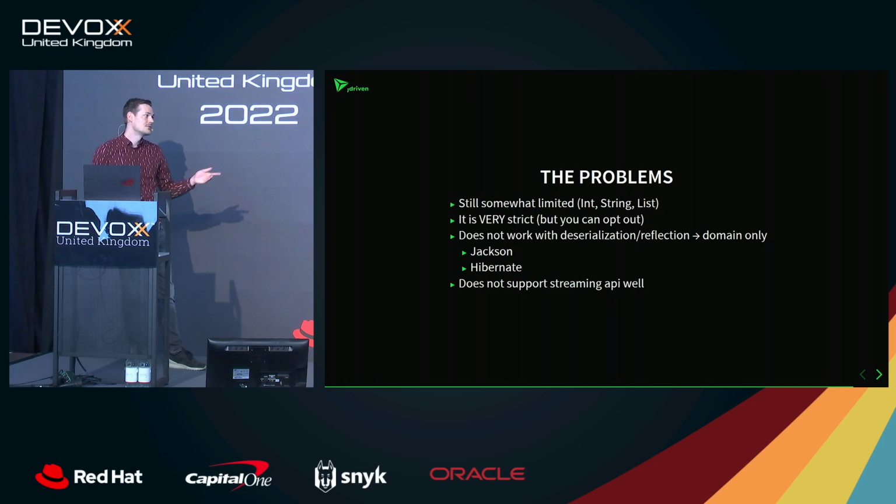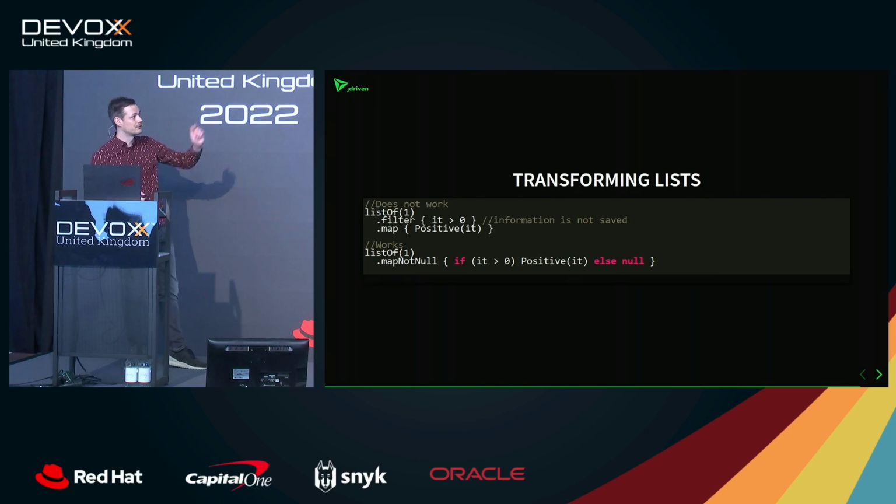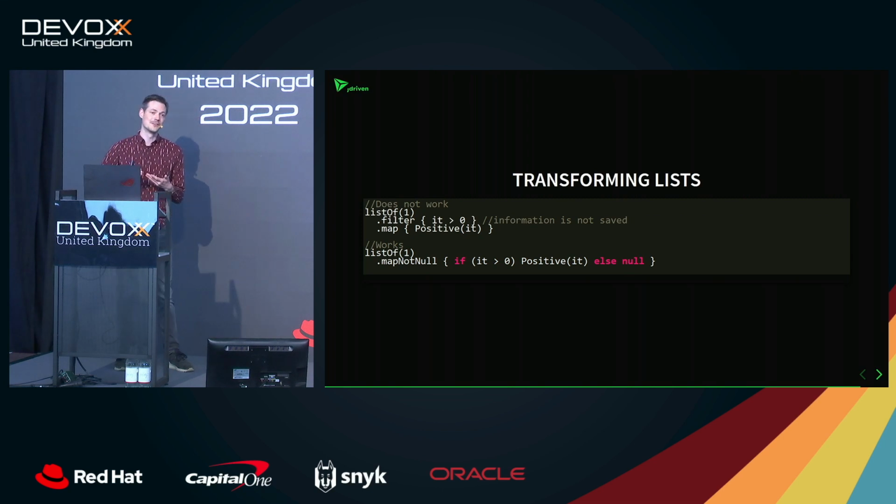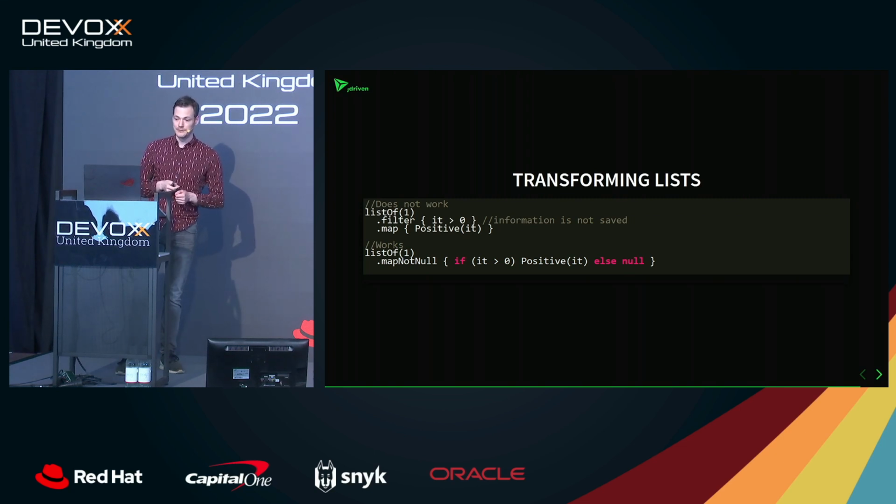And it doesn't really support the streaming API that well. Because if we, for example, create a list and we then do a filter that all elements are positive and then try to map it to a positive, the checking and the mapping happen in different scopes. And the compiler cannot get the information from the first scope and use it in the second scope. So the only solution is to do the checking and the mapping in the same scope with, for example, mapNotNull. Which is also a bit of a shame because that would mean I would have to change my way of working to use this plugin.